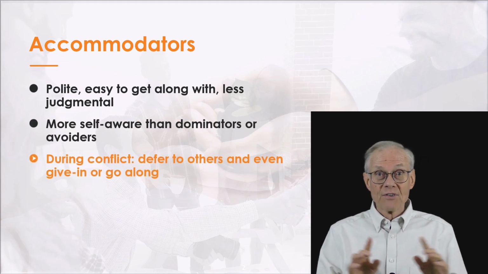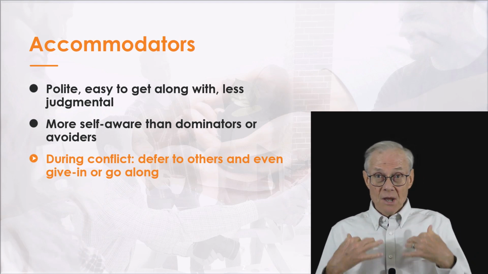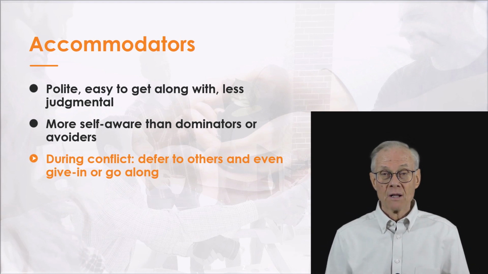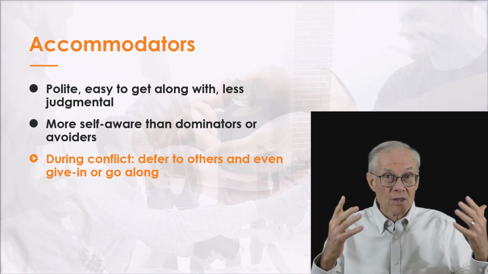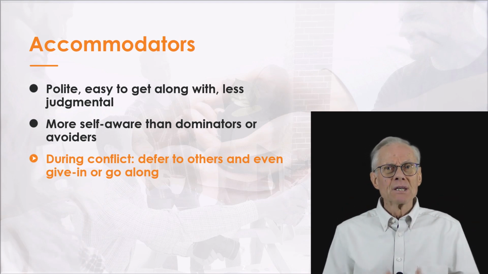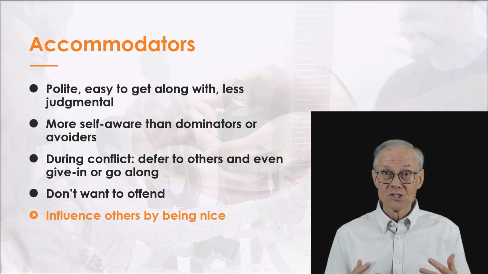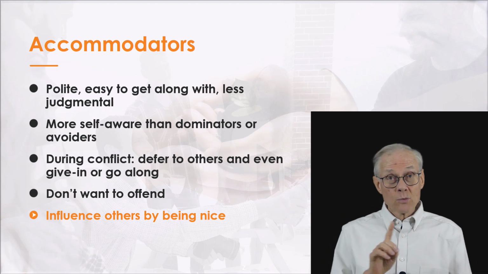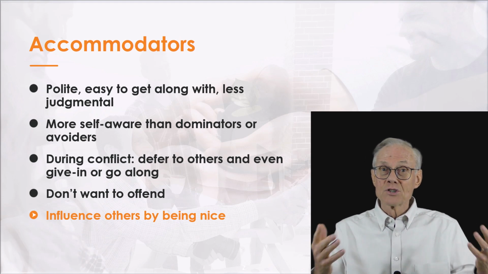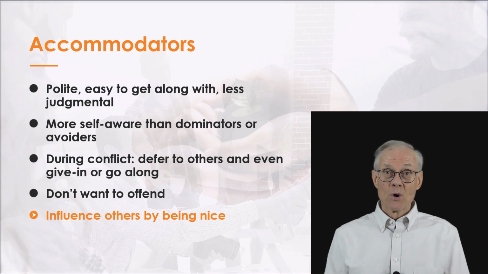During conflict, they defer to other people and even give in to go along. This means that they sometimes stuff their own feelings and wants rather than getting them out in the open. They're more likely to become silent rather than express themselves forcefully. Accommodators care about the happiness of others, and they don't like to offend. They hope that by being nice, they can not only avoid rejection of themselves and criticism, but they will also get others to cooperate with them, to see that they're nice and eventually come around.